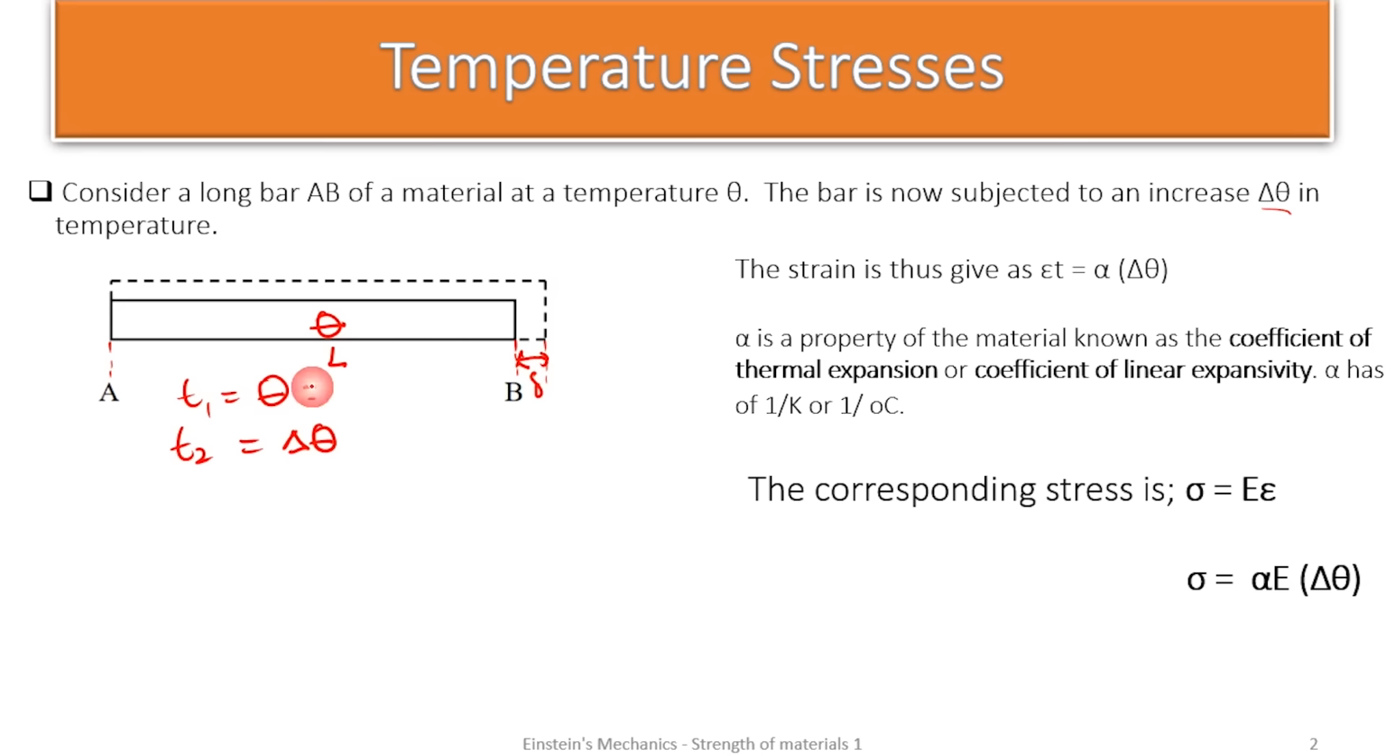Let's say T1 was around 20 degrees Celsius and T2 now is 40 degrees Celsius. The temperature change is going to be 40 minus 20, giving me 20. So a temperature change of 20 degrees Celsius is going to cause this bar to elongate by an amount, this deflection. So we are going to get a new length for the bar.